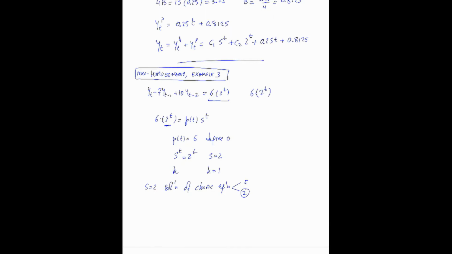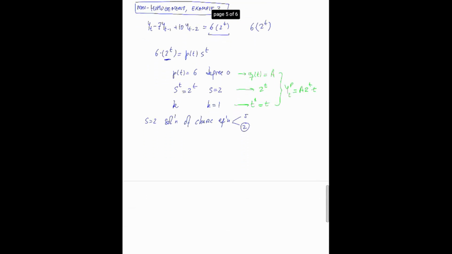Let's see how this builds the particular solution. We need a polynomial of the same degree, 0, meaning a constant, times 2 to the t, and now t raised to k, t to the first power, t. So this means the particular solution here is a constant times 2 to the t times t. To find the constant, as before, we have to use our equation. But first of all, we write the particular, which we know is a 2 to the t times t.